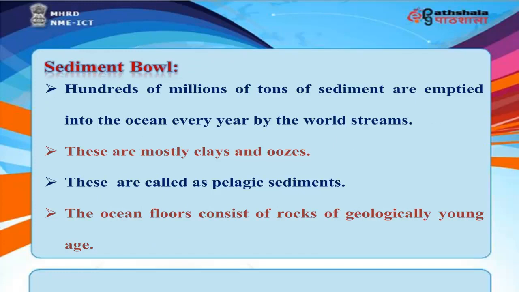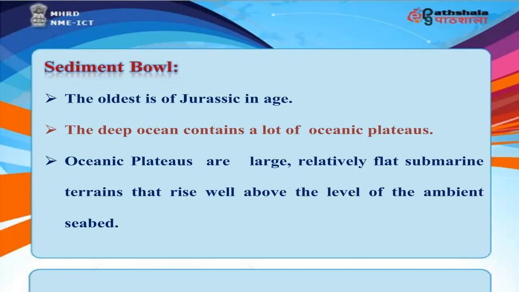Sediment bowl. Hundreds of millions of tons of sediment are emptied into the ocean every year by the world's streams. These are mostly clays and oozes. These are called pelagic sediments. The ocean floors consist of rocks of geologically young age. The oldest is of Jurassic age.